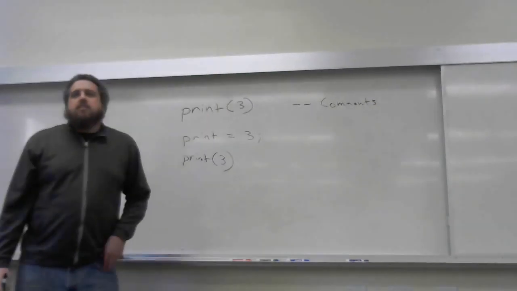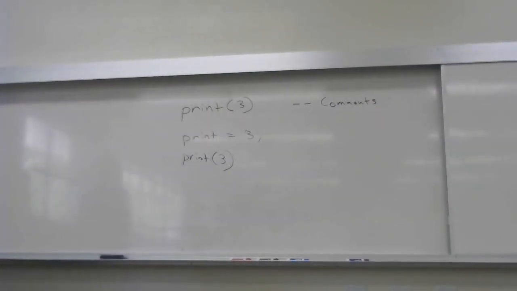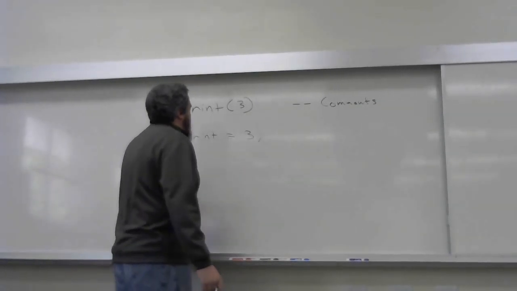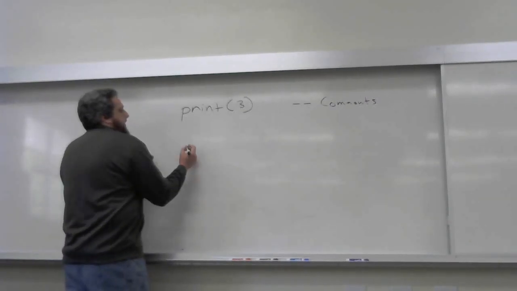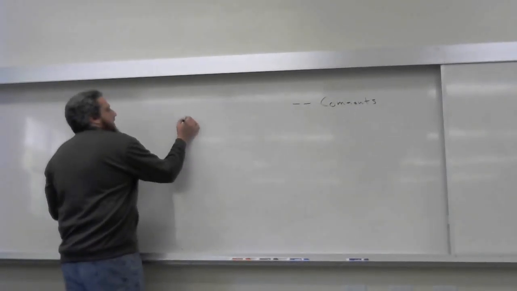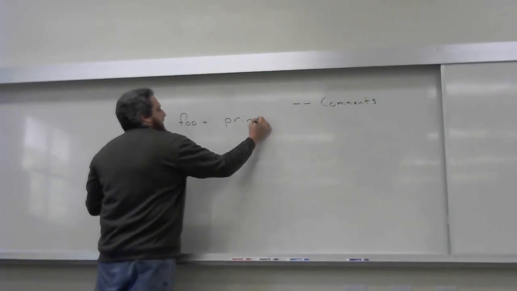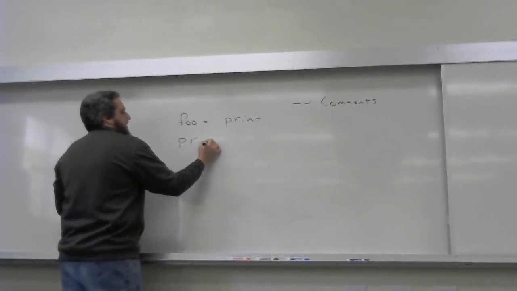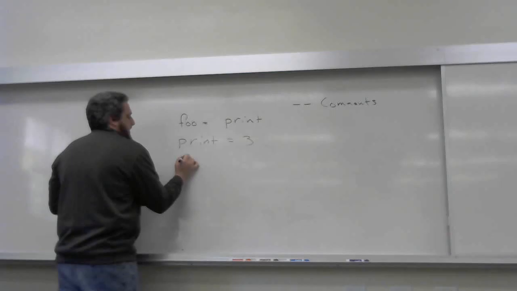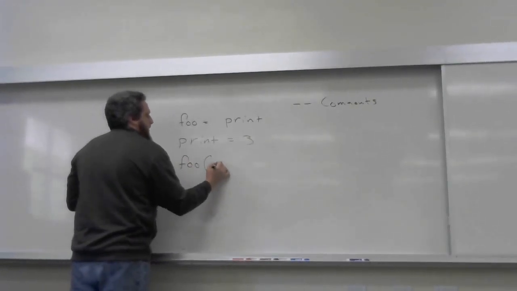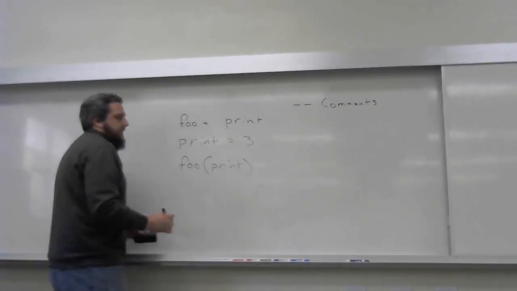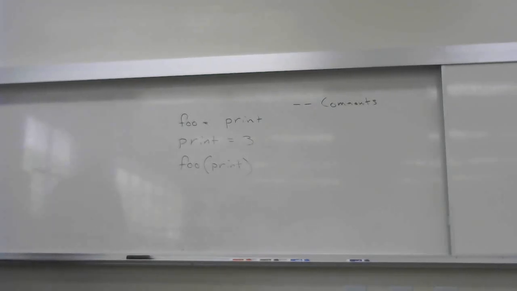And so one of the things here is Lua is a higher level language that gives you a lot of control over how you do stuff. As an example, if I were to do the following, I can say foo equals print, print equals 3, foo print. What would happen here?